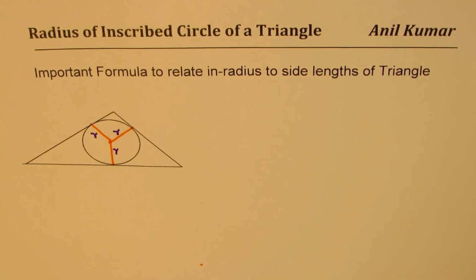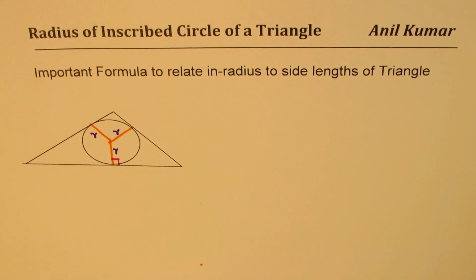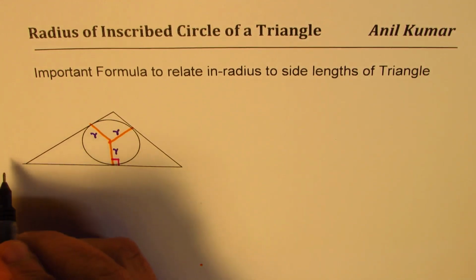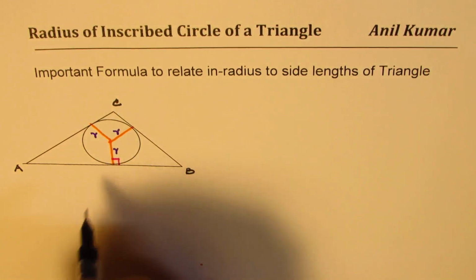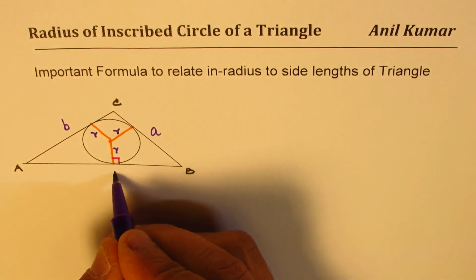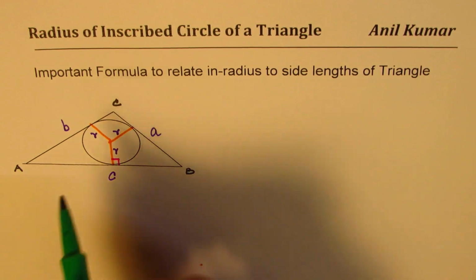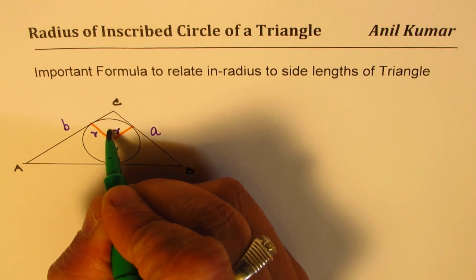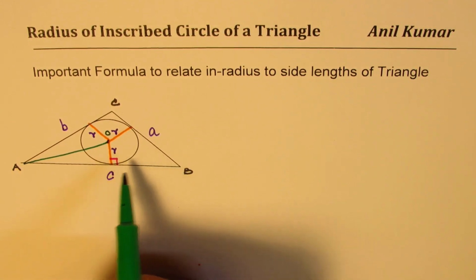If we have a circle inscribed in a triangle, all the sides will be tangent to the circle, so we have a right angle there. Let us say the triangle is triangle ABC. Then the sides can be referred to as lowercase a, b, c. Now, if I join the center, say O, with the vertices, then what do I get? I get three different triangles.